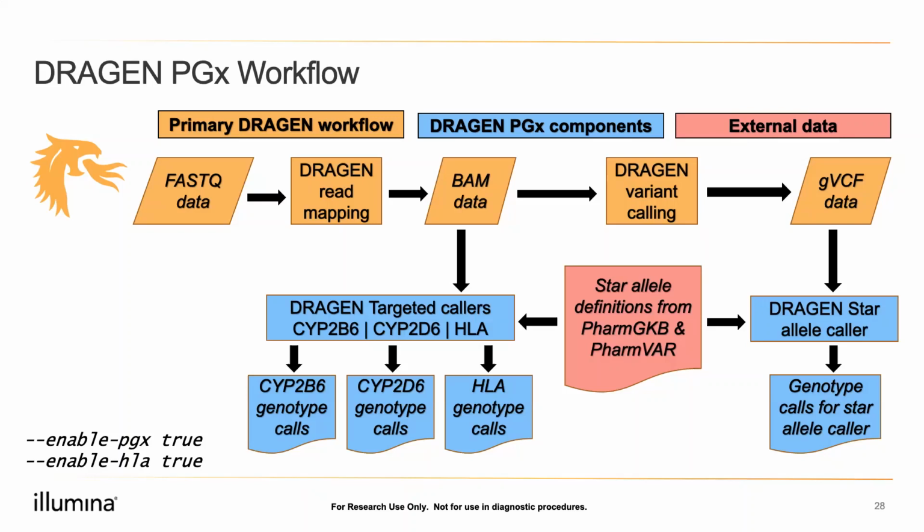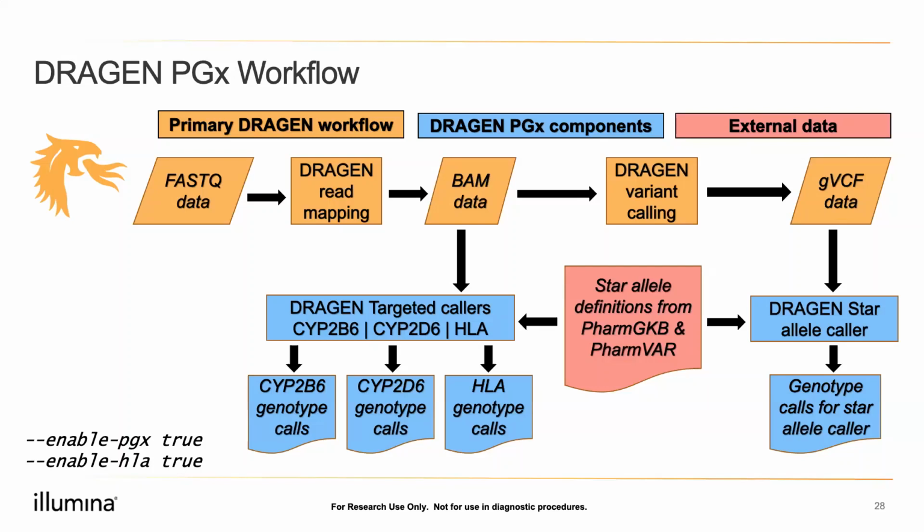So this BAM data is then what gets fed into the targeted callers. Because it kind of has to map reads to the gene or pseudogene, it needs that aligned data. It can't go straight from the variant call data. And so the DRAGEN targeted callers, CYP2B6, CYP2D6, and HLA all run on the aligned data, the aligned reads.